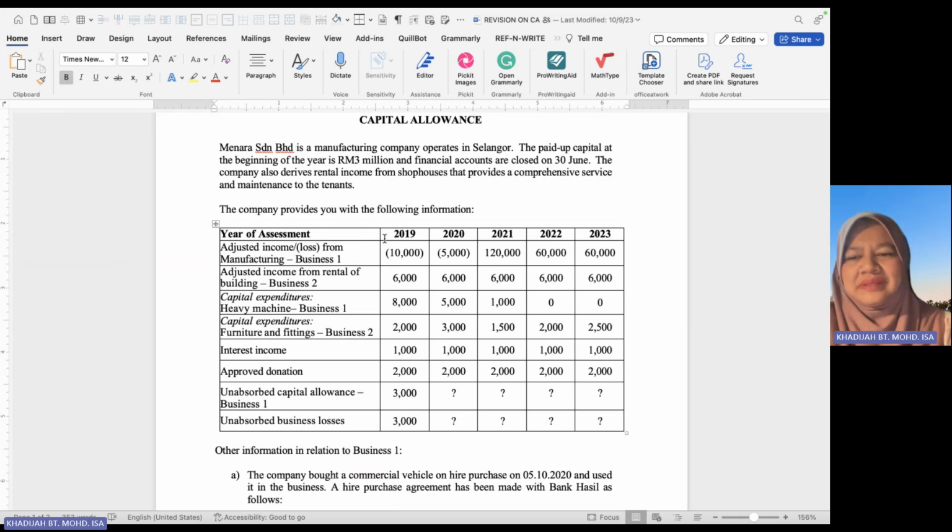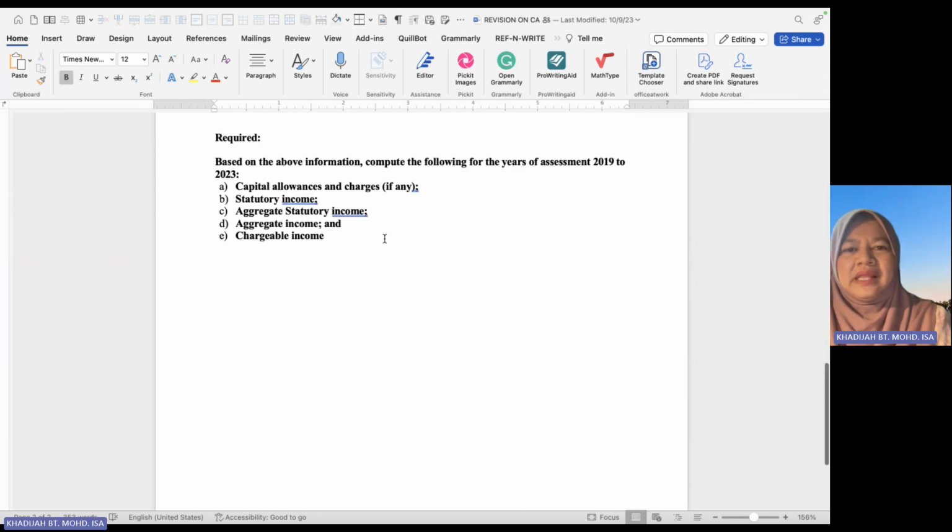But when you come to Tax 2, we are more advanced. We have 5 years tax computation. You have to determine what is required here: compute the following for YA 2019 to 2023, the capital allowance, the statutory income, aggregate SI, aggregate income, and chargeable income.